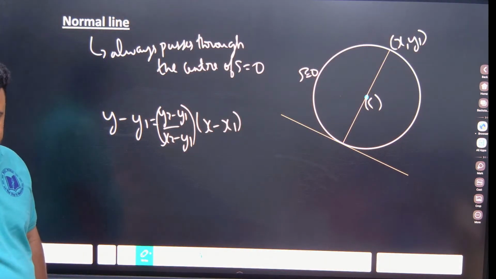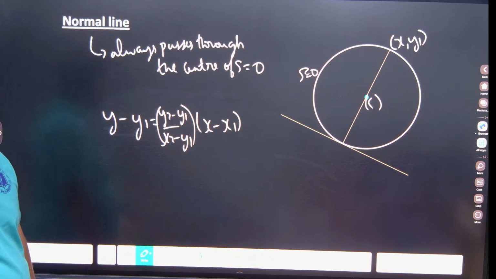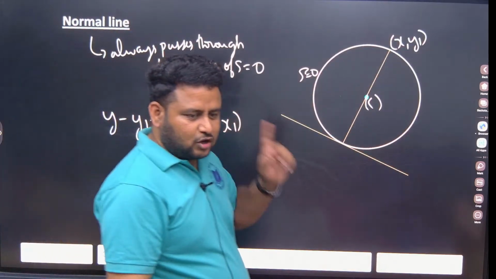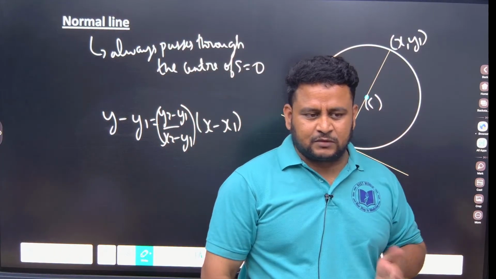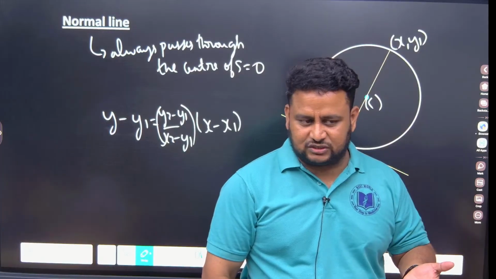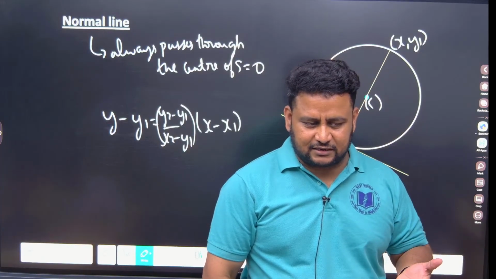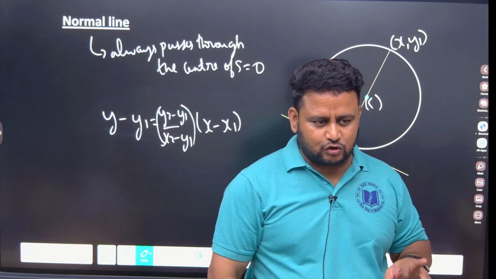No need to find the slope of the tangent and all these things. You always know that the normal always passes through the center of the circle. So when two points are given, you know how to find the equation of that line, correct? Two-point form.